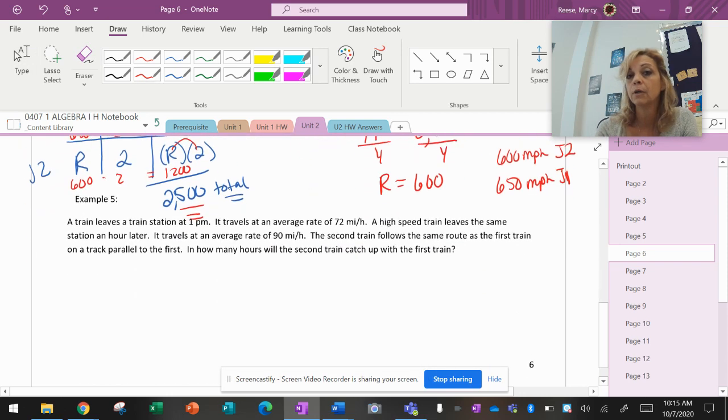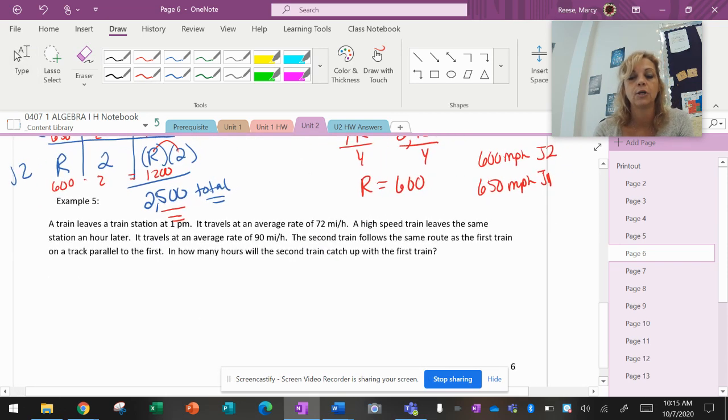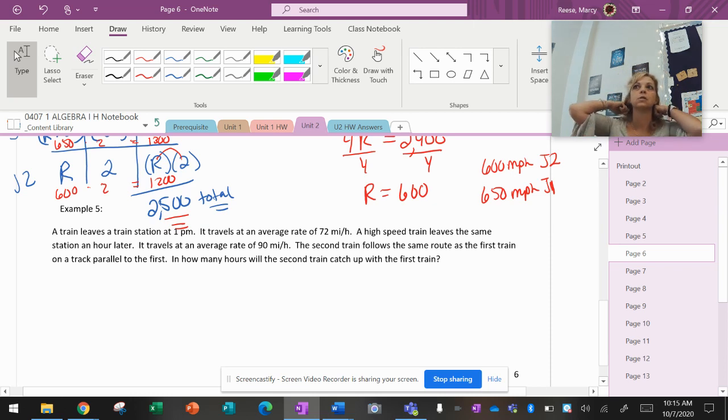Okay, now there's going to be another scenario. For these rate times time equals distance problems, like I said, there are two scenarios. There's one where they're going away from each other, and you'll get a total distance typically, or something that you have to calculate like that. Then there's this one, example 5, where the trains leave at the same time, or one maybe leaves before the other, and then you have to find the point where they catch up, where their distances will be the same, okay? So let's look at this one.